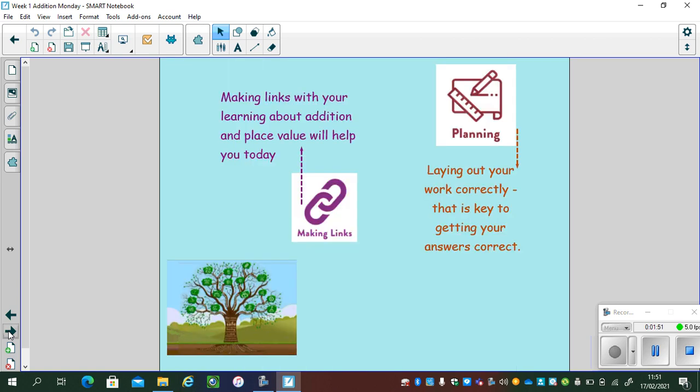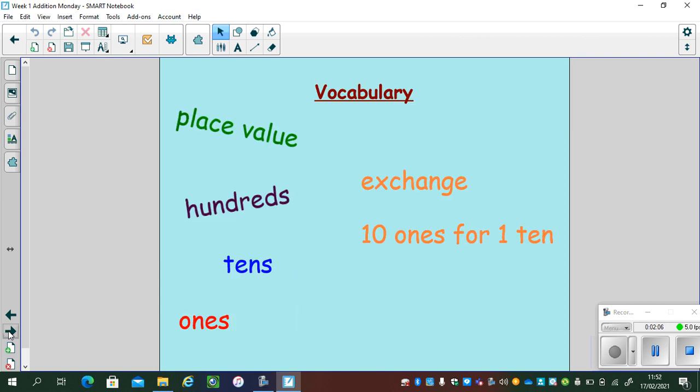So today we're going to be making links with your learning about addition and place value. And we're also going to be using the planning learning power, because laying out your work correctly is key to getting your answers correct when using the column addition method. So the words that we're going to use in today's lesson: place value, that's our hundreds, our tens, and our ones. And we're also going to be using the word exchange. That means we're going to be exchanging or swapping 10 ones for 1 ten.